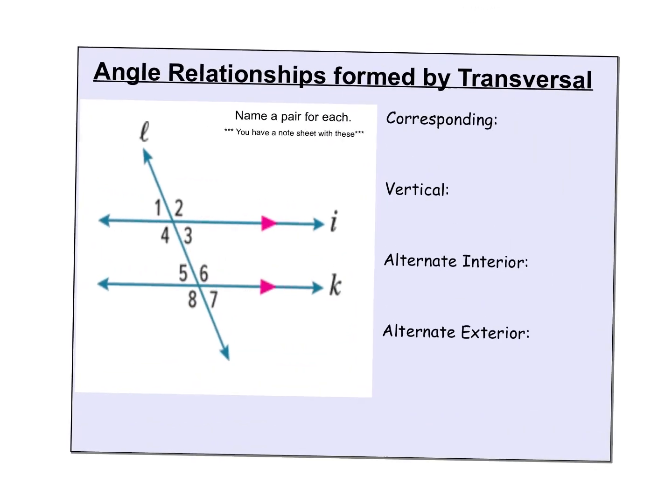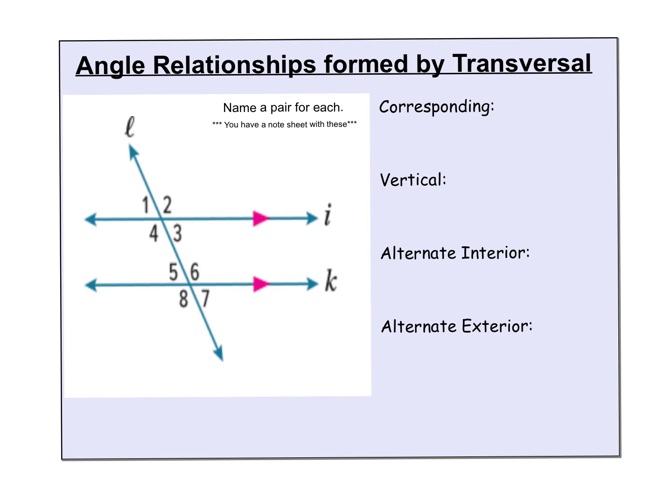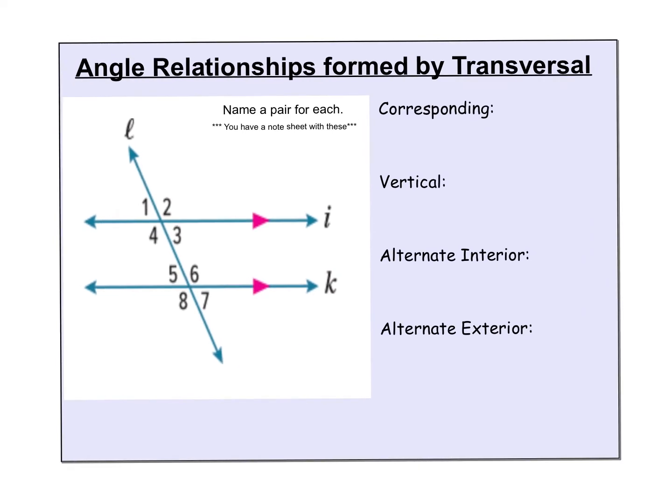All right, so if we take a quick look at the picture, I want you to test yourself out. Could you name me a pair of corresponding angles, a pair of vertical angles, some alternate interior, and some alternate exterior? All right, let's start with corresponding. Corresponding means they have to be in the same spot. So if I took this and I drug that down here, they have to land in the exact same spot. So like angle 2 and 6, they're in the same spot. So those would be corresponding. I could say angle 2 and angle 6. Remember, those are also equal.